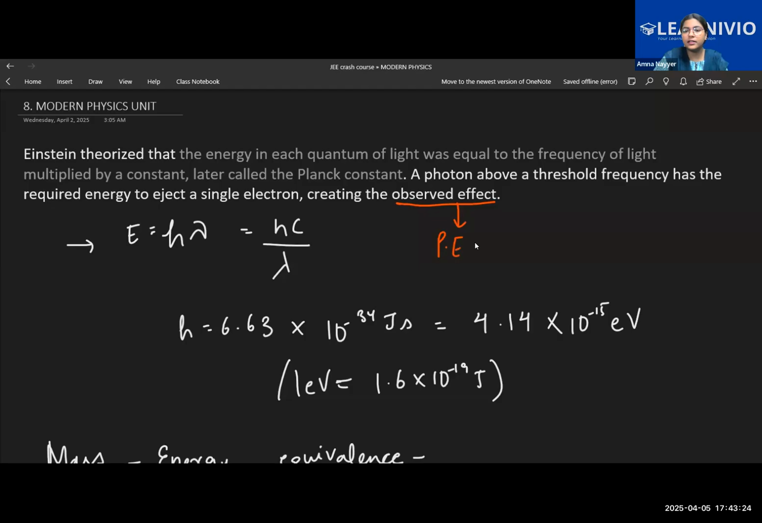Photoelectric effect, right? Now we know this process is the photoelectric effect. You need to remember this value of Planck's constant, 6.63 into 10 to the power minus 34 joule seconds. Also, this value is sufficient for your school exams.